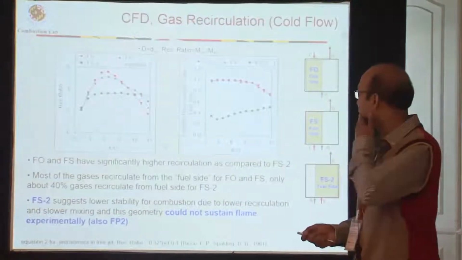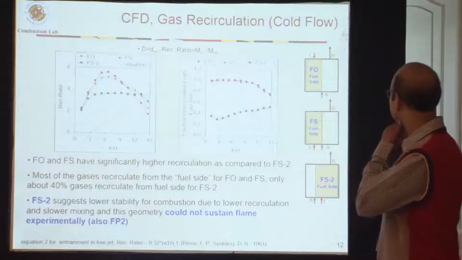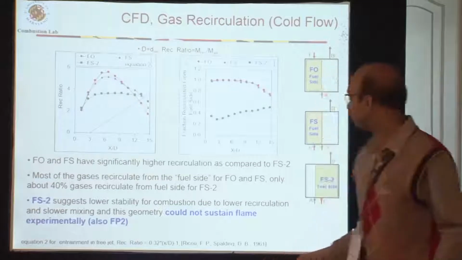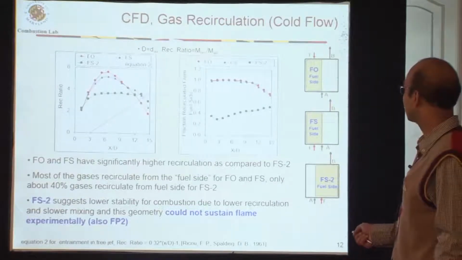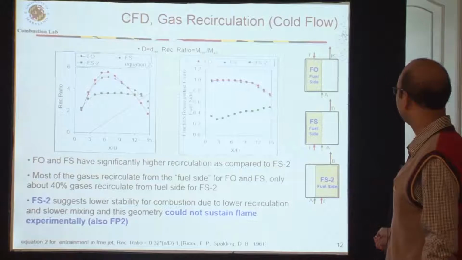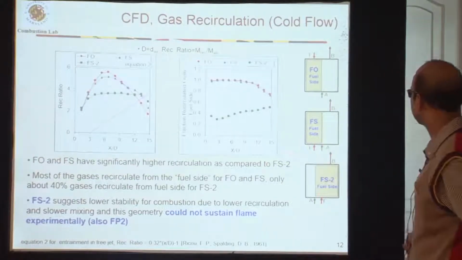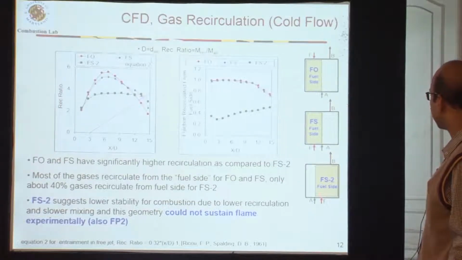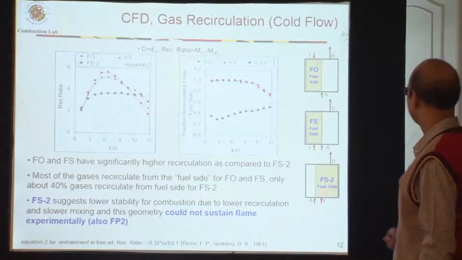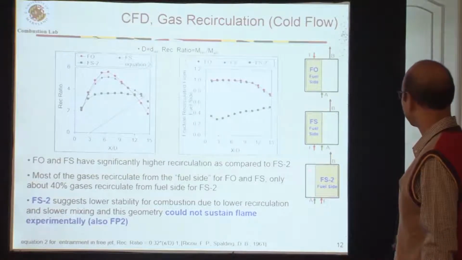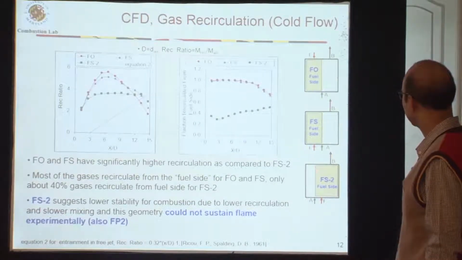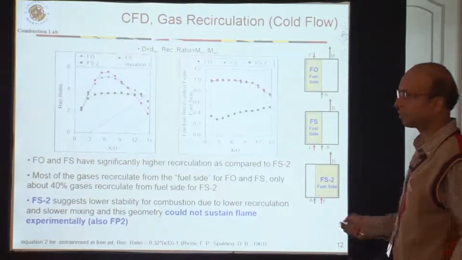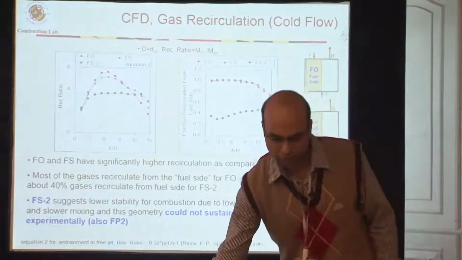And gas recirculation. For configuration FS2, we saw that the air jet actually turns and then directly escapes from the burnt gases. So here you have less gas recirculation for this configuration FS2. And if I calculate the fraction of gases which are recirculated from the fuel side, so if I'm injecting air from here, the right side is the fuel side. For configuration FS2, almost half of the gases are recirculating from the left side, half from the right side. So this configuration also had a very small amount of gases recirculating from the fuel side.